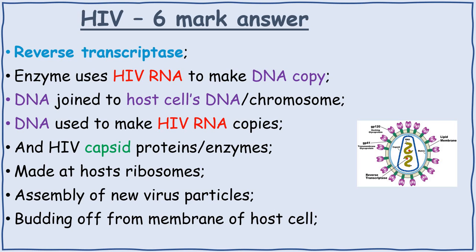An example 6-mark question or answer about how HIV infects the host cells. So, HIV contains reverse transcriptase. This enzyme uses HIV RNA to make a DNA copy. The DNA is then joined to the host cell's DNA. The DNA is used to make HIV RNA copies and HIV capsid proteins and enzymes. These are made at the host's ribosomes. They then assemble new virus particles and they bud off from the membrane of the host cell.